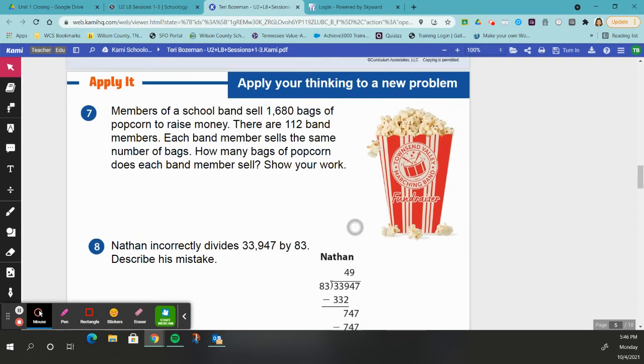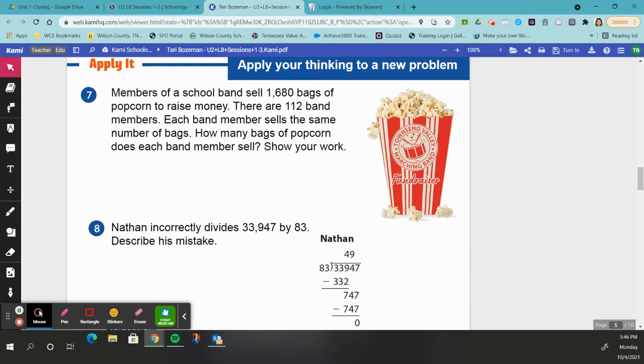So if we're looking at our apply it problems, it says members of a school band sell 1,680 bags of popcorn to raise money. There are 112 band members. Each band member sells the same number of bags. How many bags of popcorn does each band member sell? Show your work. So we have a school band selling popcorn. This is what the problem is about. There are 112 members. Each member sells the same.